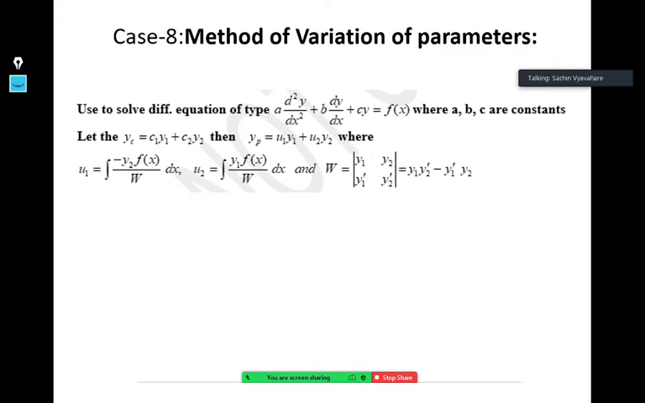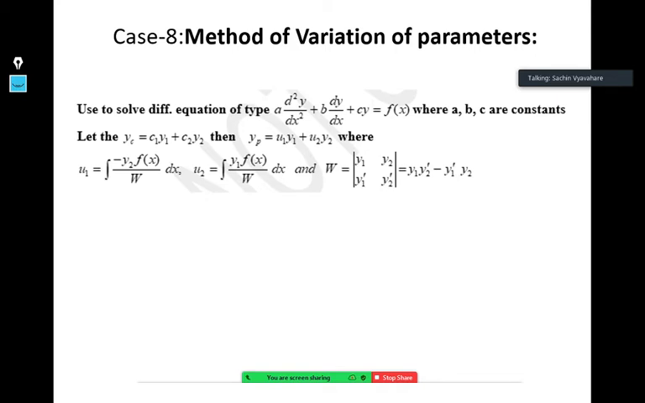Okay, so the last method for this linear differential equation with constant coefficients that we are going to learn today is the method of variation of parameters. Now this is a completely different method. It is not like the shortcut methods, or like undetermined coefficients.